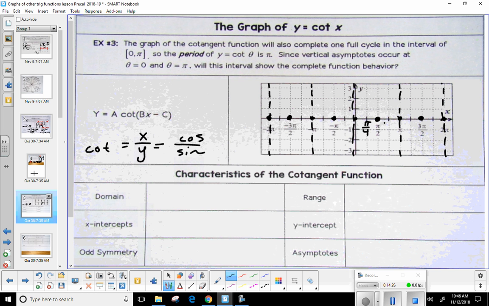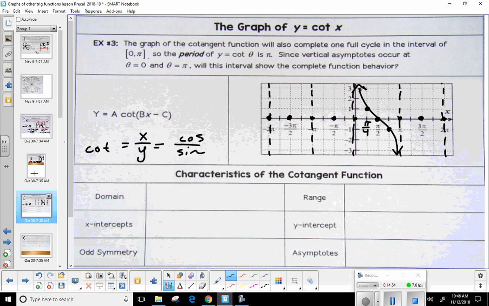3 pi over 4, right? Because the distance for each of these is going to be just adding pi over 4 over and over, right? Okay. Well, I want to go ahead and tell you, when x is pi over 4 and you plug it into cotangent, you're going to get 1. When it's 3 pi over 4, cotangent will give you negative 1.